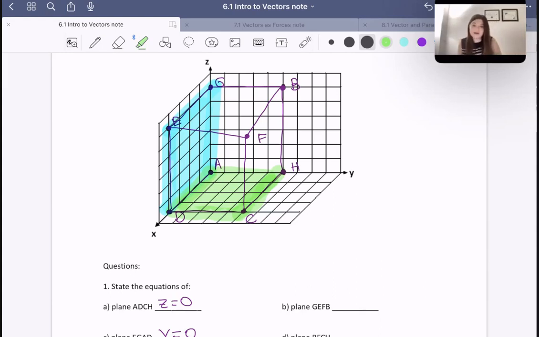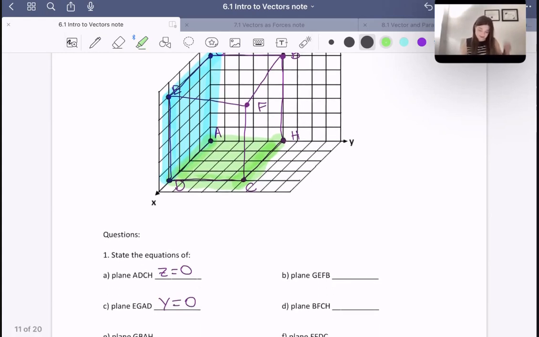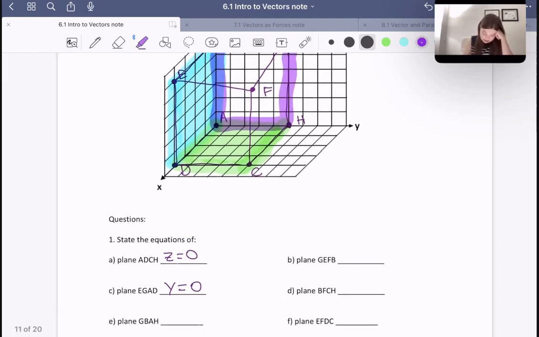Now, what about, I skipped B by mistake. Actually, let's do E first, and then we'll go to B. You'll see why in a second. Let's do B. So we have G, B, A, H.